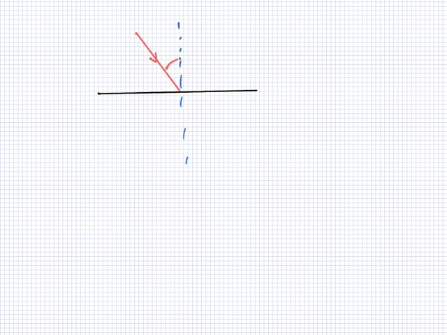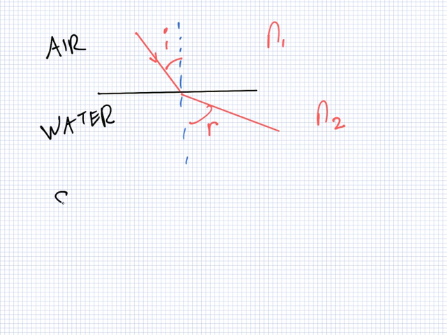So can you see? There's i, there's r, and this material is N1 and this material is N2. So for this experiment you're going to be looking at air and water. Snell says sine i over sine r equals N2 over N1. It takes a lot of brain power to remember that the other way.